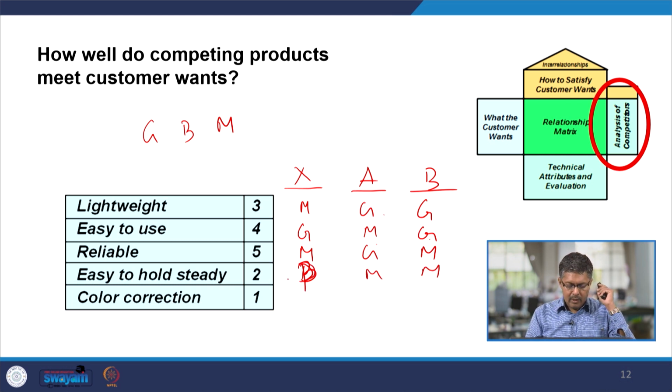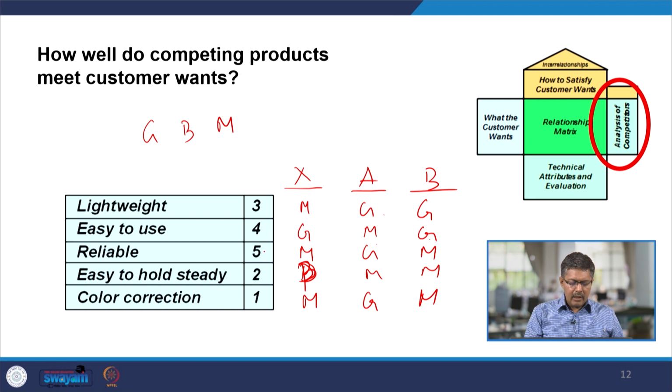Okay. And color correction, this is again, let us say, moderate, and this is, let us say, good, and this is again moderate. Now, by looking at this, the company gets an idea, in terms of the particular requirements that the customer has, how does it fare, right.